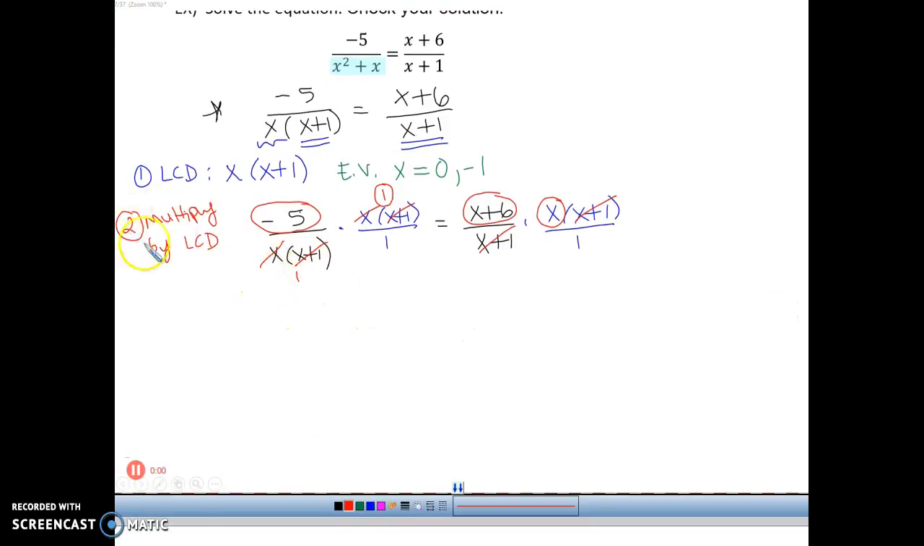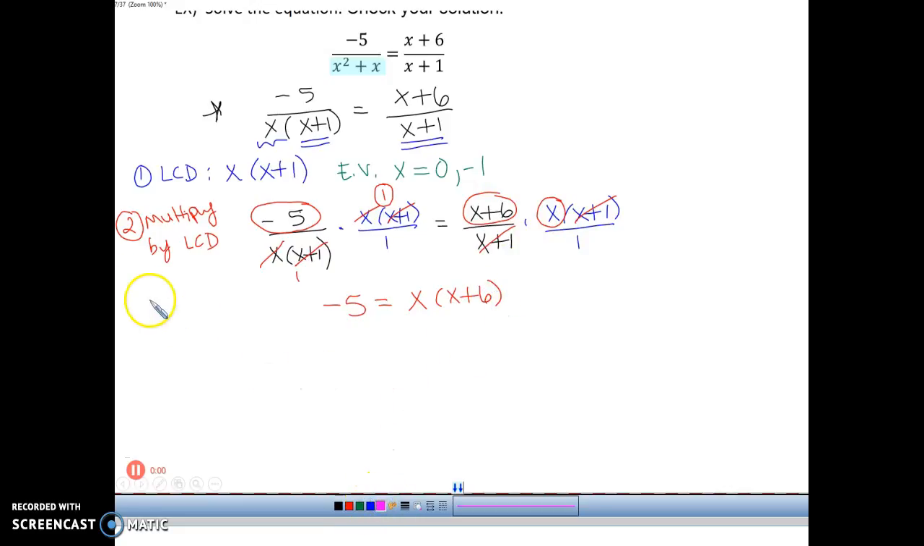So when you do step 2, when you multiply by the LCD, all of your denominators should go away. That's the whole point of multiplying by the LCD. And then you look at what you have left over and you multiply those pieces. So I have a -5 times 1, which is just -5, equals, then I have an x times x plus 6. So I'm going to put the x first and then the x plus 6.